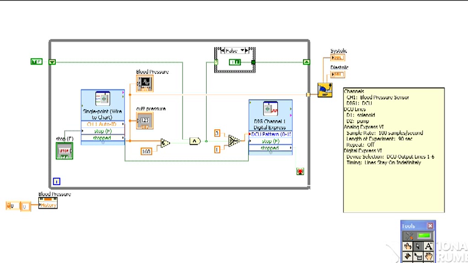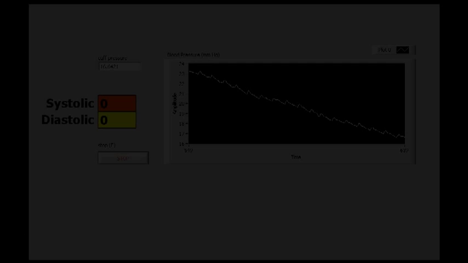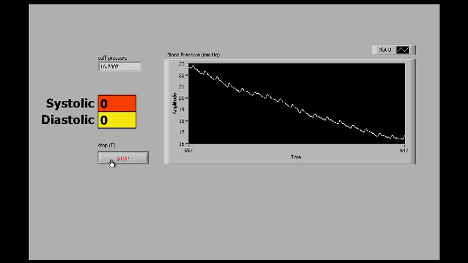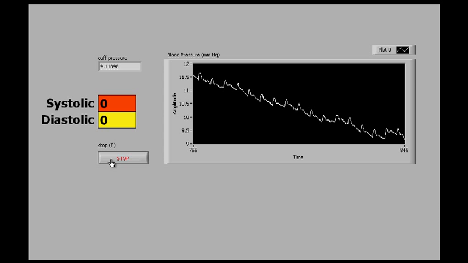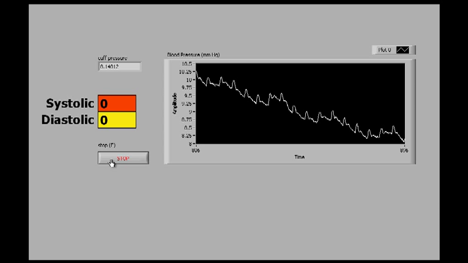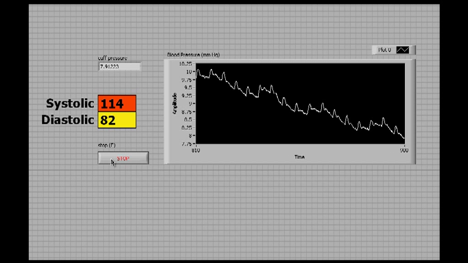At this point, the collected data is sent to the blood pressure analysis VI, which does the calculations to determine the systolic and diastolic pressures. Just above ambient pressure, at 8 millimeters of mercury, the solenoid valve opens to release the remaining air in the cuff. The entire run of collected data is then passed to the blood pressure sub-VI, which computes the systolic and diastolic pressure readings.